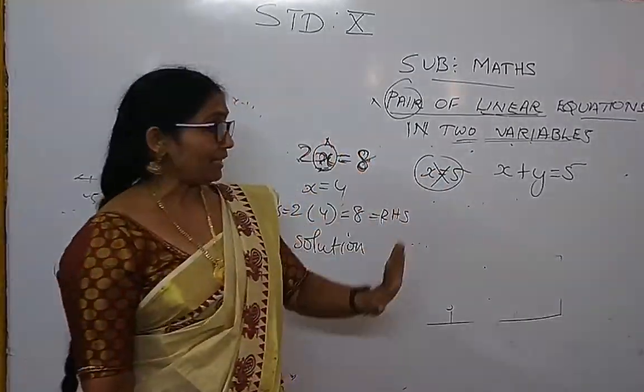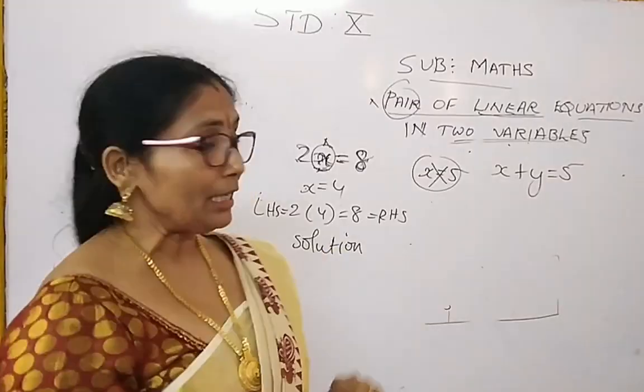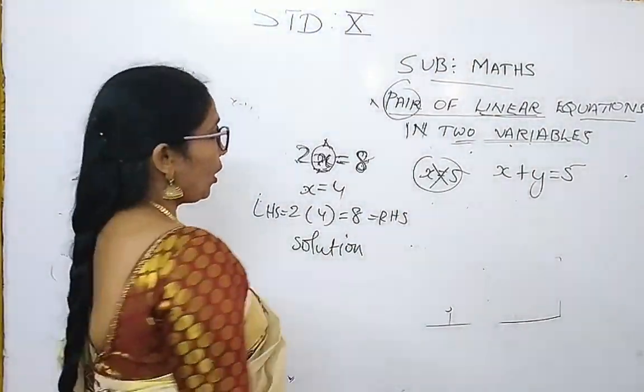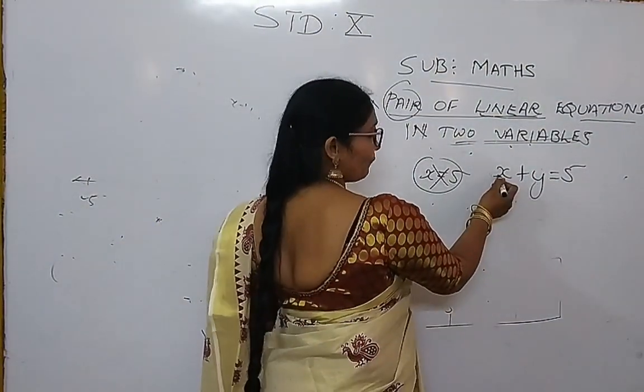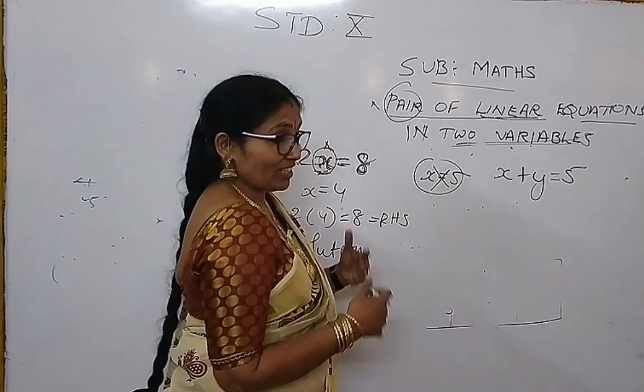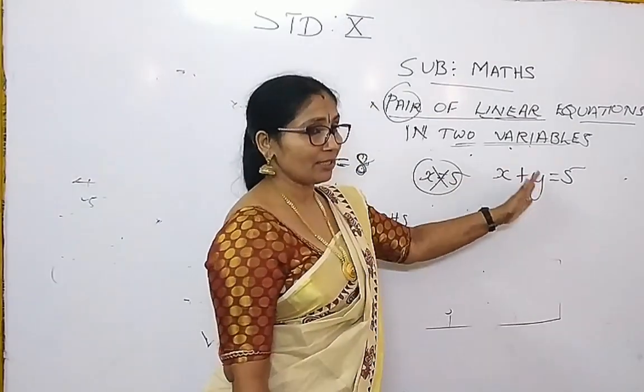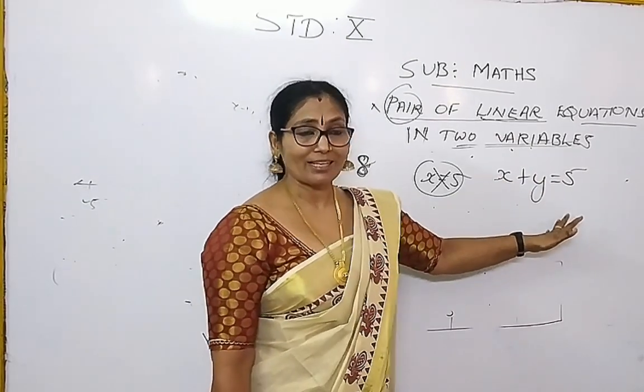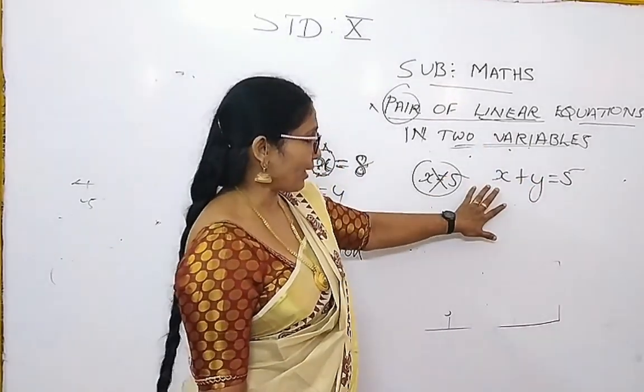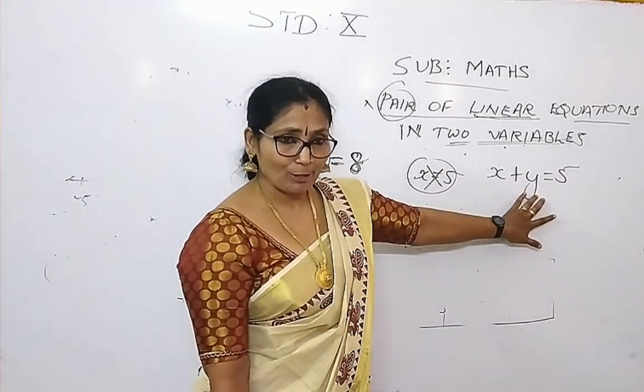Now, how will you find the solution of this linear equation in two variables? For that purpose, you have to substitute many values. Whatever value you want, you can put for x, and you have to find the corresponding values of x and y. Suppose you put a value for x, then you will get the corresponding value for y.